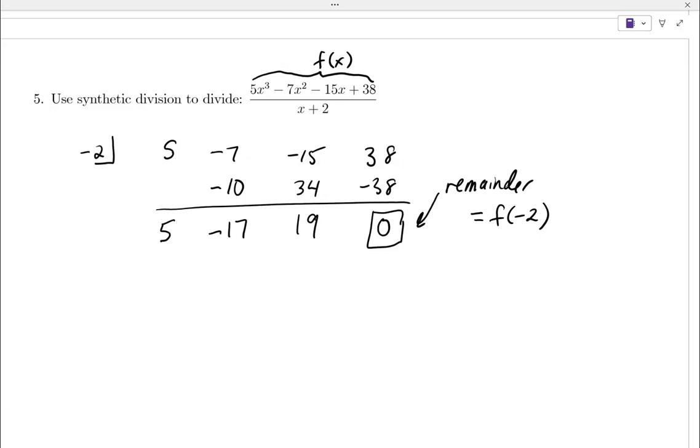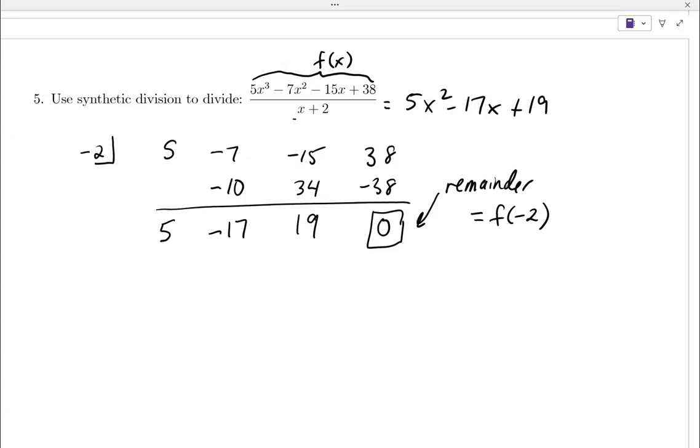So we divided an x cubed by an x. What should we end up with if we divide x cubed by x? Not a trick question. X squared, right? So these are the coefficients on a quadratic polynomial. This is equal to 5x squared minus 17x plus 19, and there is no remainder. We had a 0 remainder, so I don't need to worry about a fraction part on the end. So that's how that simplifies.